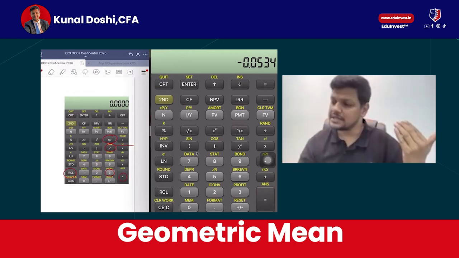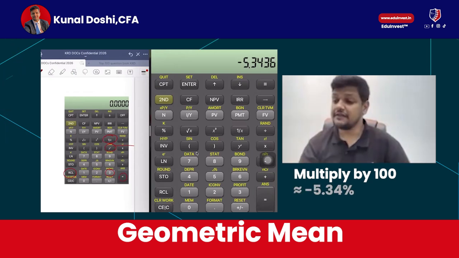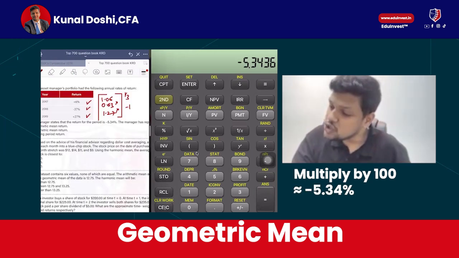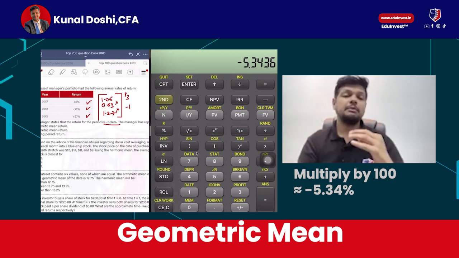You can convert it into percentage by simply multiplying it with 100. So you get 5.34. This is how we calculated the geometric mean. So your answer of 5.34 is calculated in this way. Remember, it was 3 years.